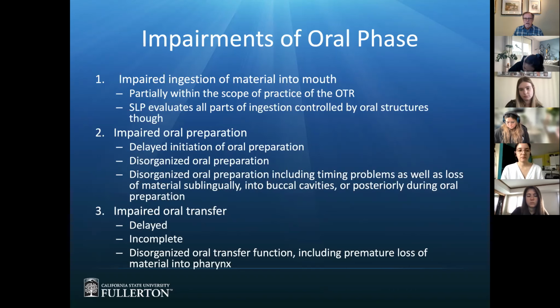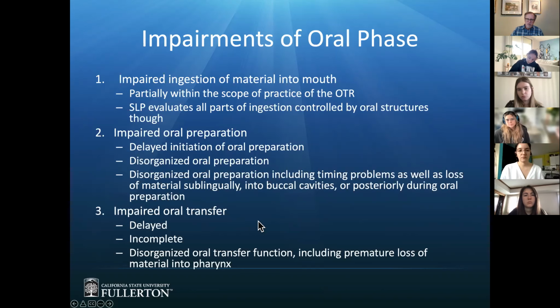choking on it. So the three impairments of the oral phase are impaired ingestion of material into the mouth, impaired oral preparation, and impaired oral transfer. And we have some subcategories and further description. Most of the language used here is what I would just call everyday observational language. In other words, we don't exactly have professional terminologies here in this part.